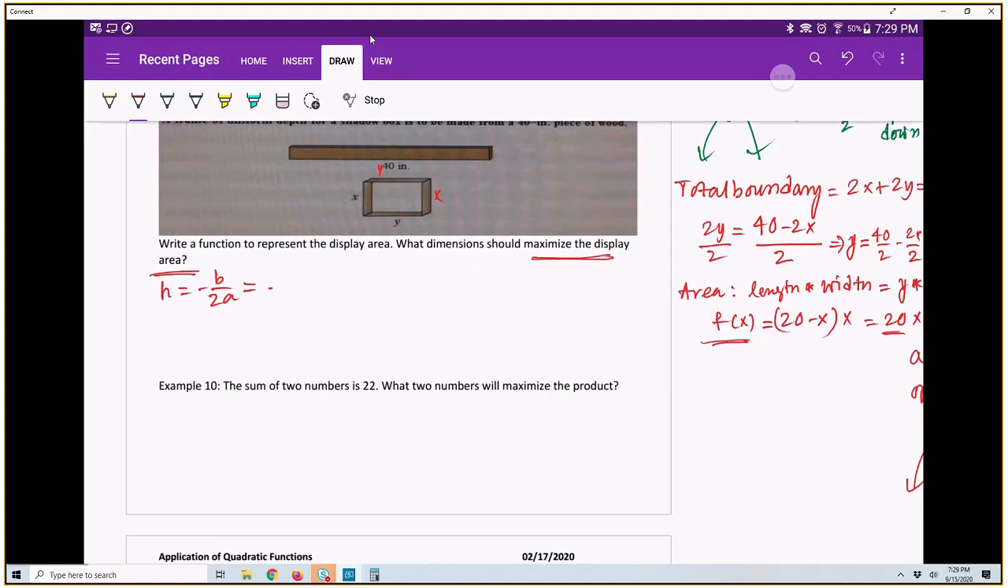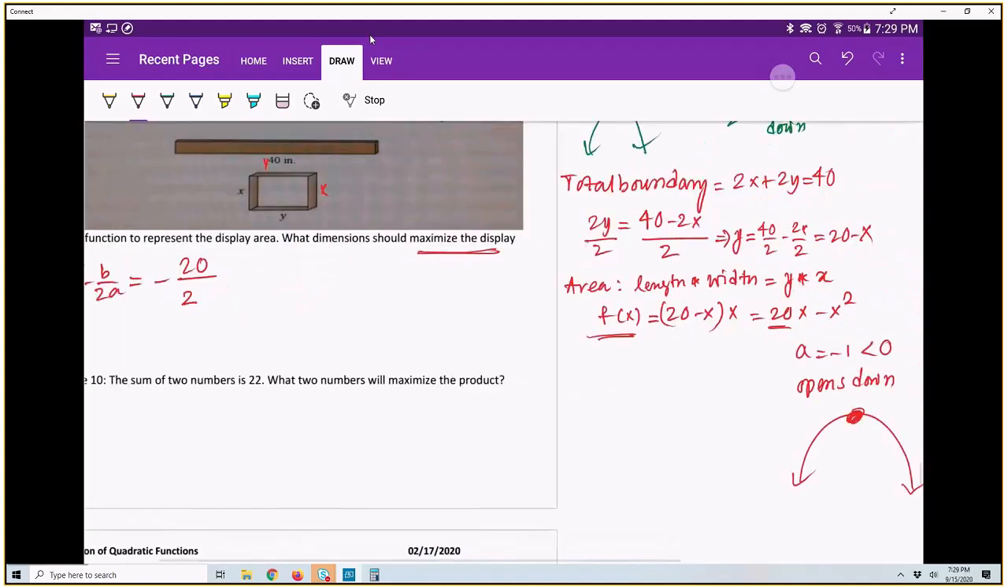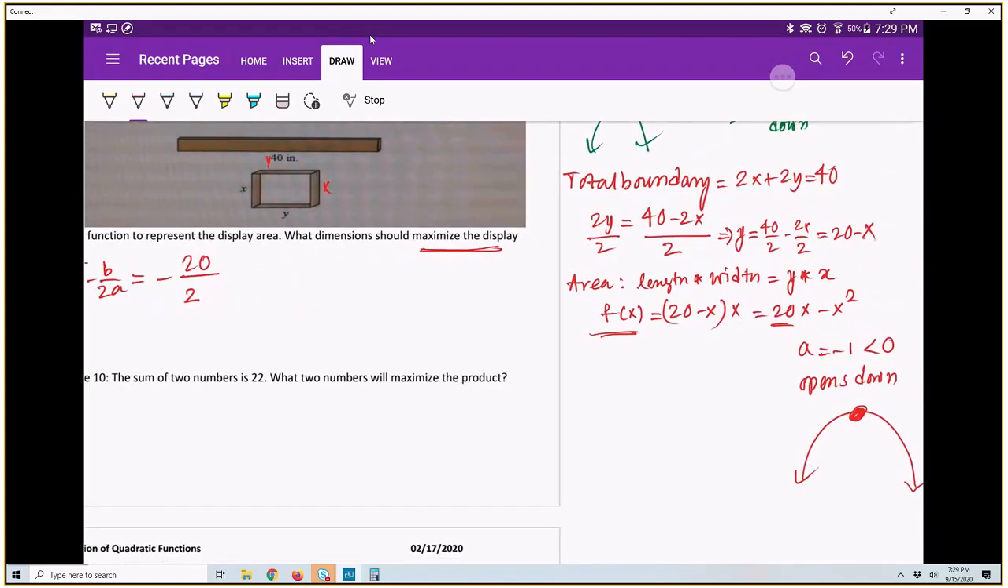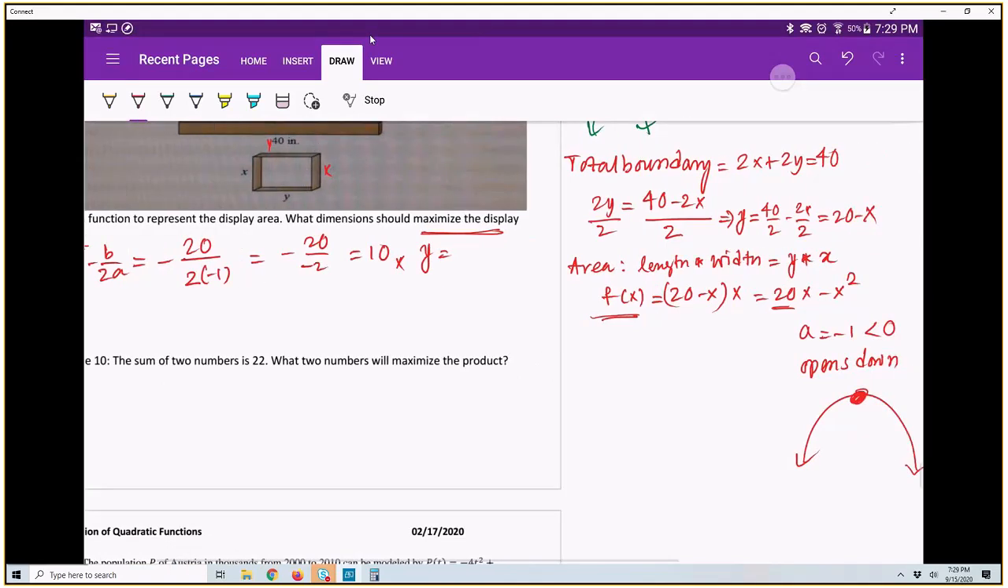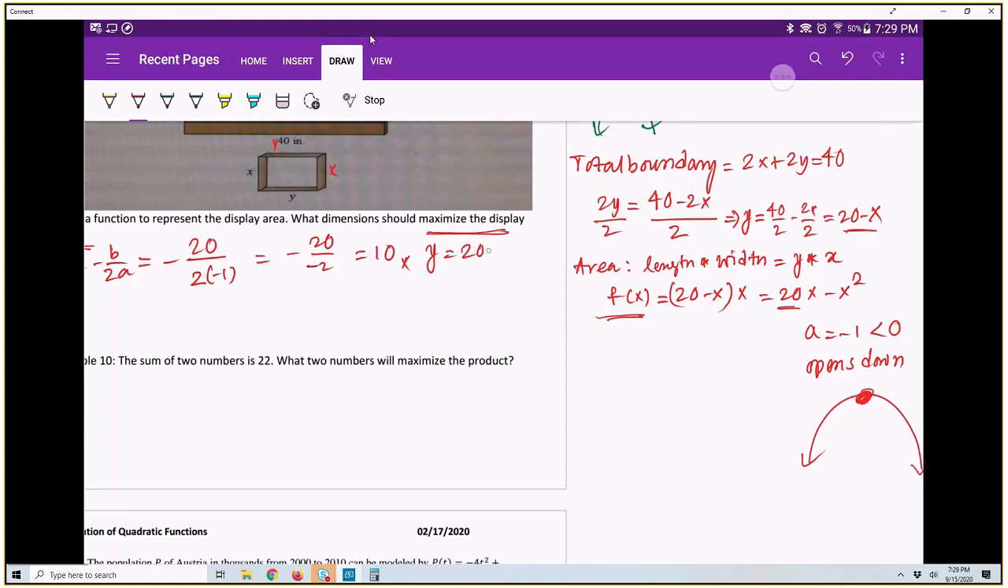So minus 20 over 2 times a, and a in this problem is -1. So I get minus 20 over minus 2, which is 10. Remember, this is the x value. So y, which is 20 minus x, this is the y, should be 20 minus 10, and that should be 10. So both the length and the width are 10 inches to maximize the shadow box.